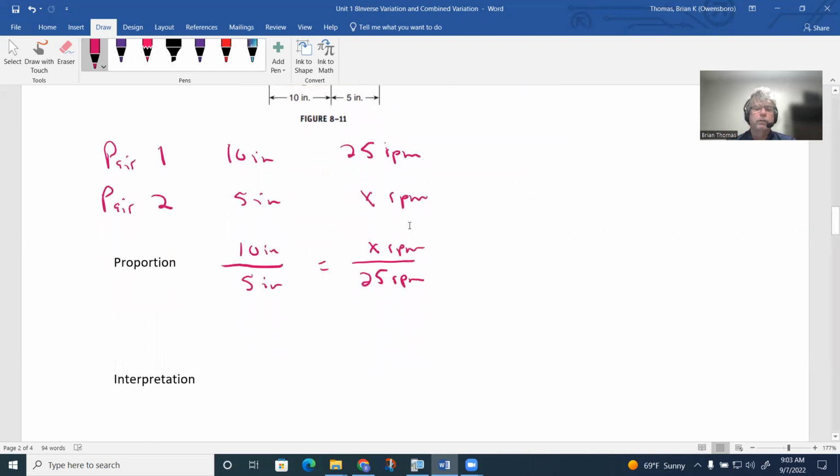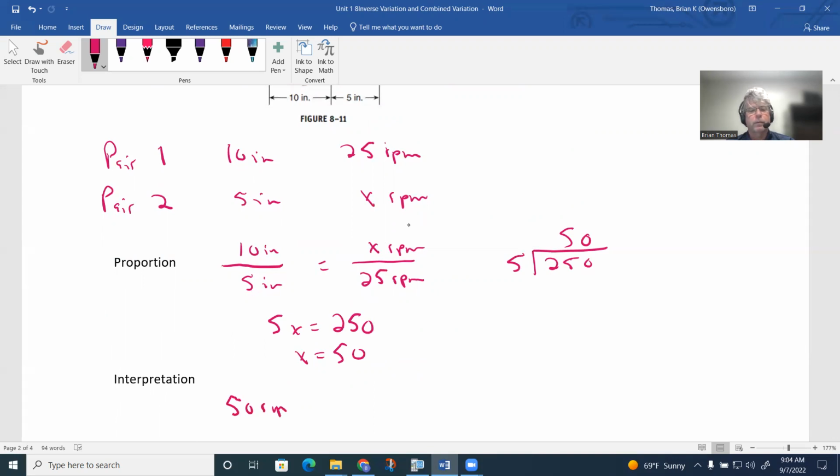So if we solve this, we have 5X equals 250. Then how many 5s go into 250? 5 goes into 25 five times, so that'd be 50. So X is equal to 50. The smaller gear is actually going 50 RPMs, that's revolutions per minute. So 50 revolutions per minute for the 5-inch gear.